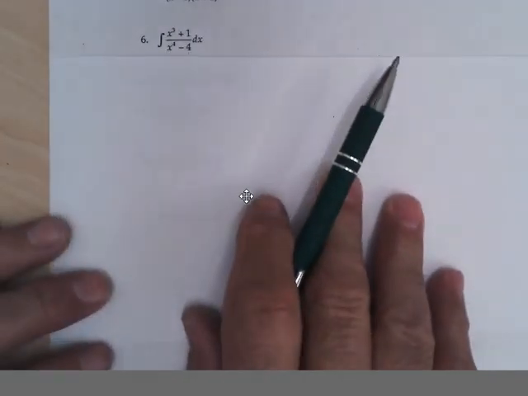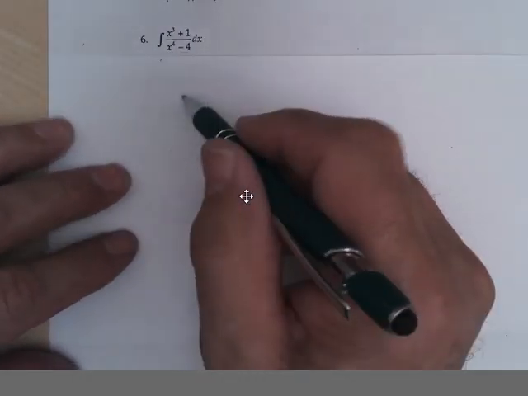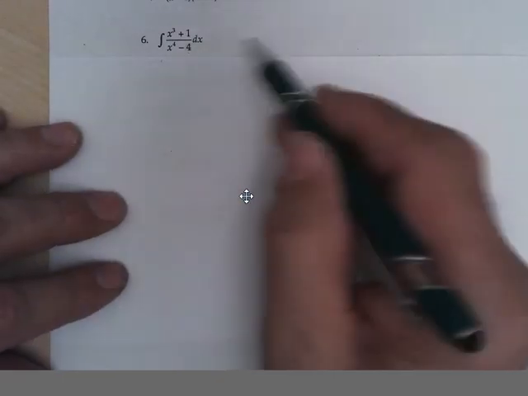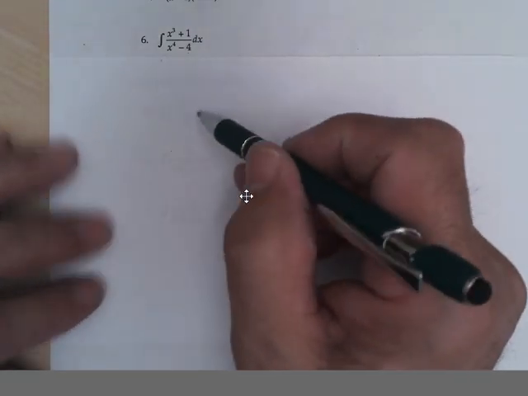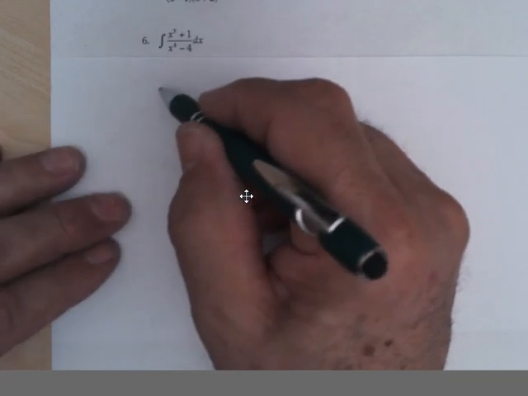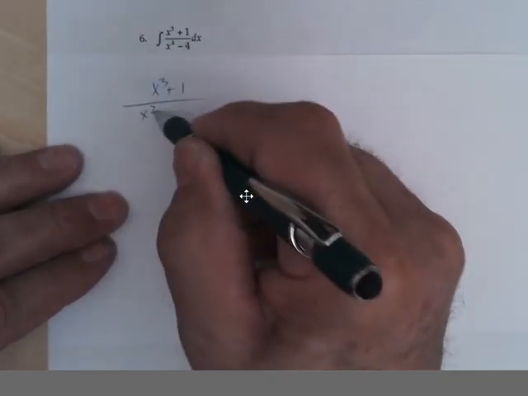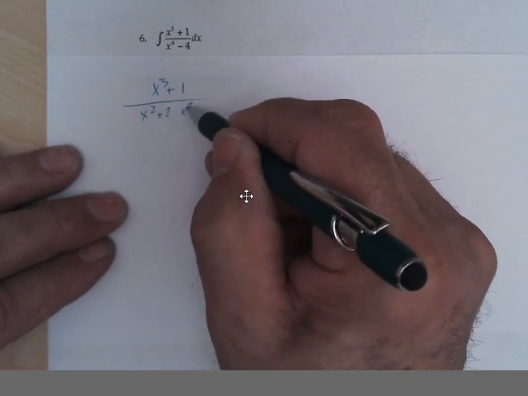Okay, so number 6. I mentioned that you could factor that. That's going to factor to x squared plus 2 and x squared minus 2, and you could factor the second one with the square root of 2, but that gets a little messy, so we're not going to do it that way. We're going to go x cubed plus 1 over x squared plus 2 and x squared minus 2.